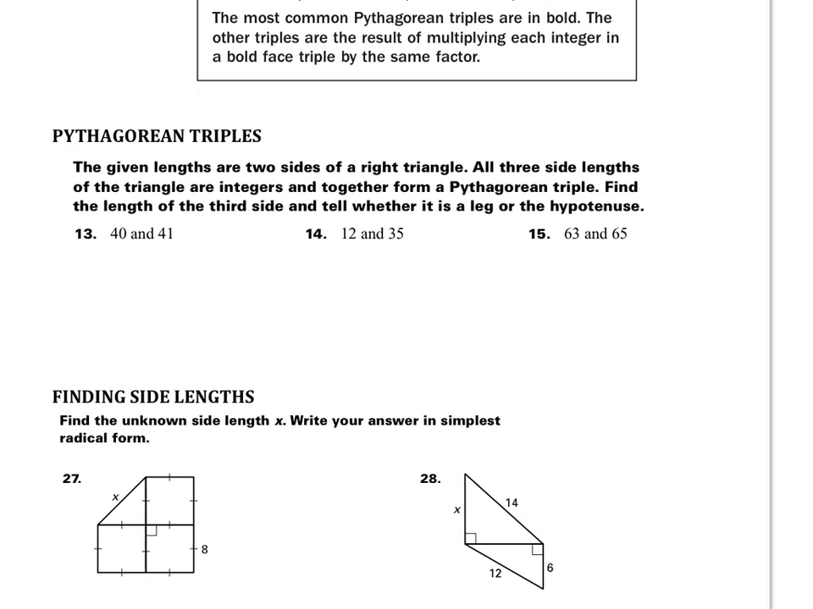So we can use this to find a third side of a triangle in a Pythagorean triple. So first thing is that you can have two scenarios. You can have where your x is the hypotenuse. So if that were the case, 40 squared plus 41 squared would be a perfect square. And if you test that, that's not a perfect square.